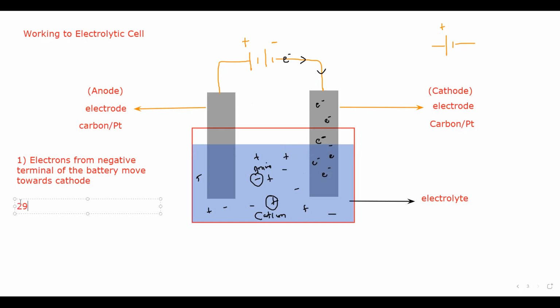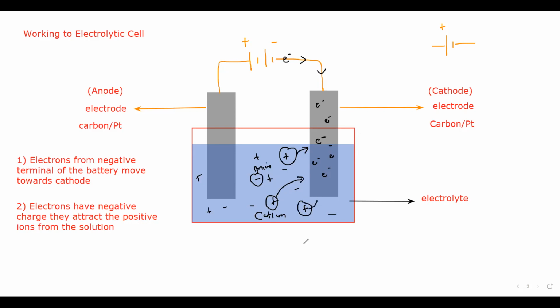So the electrons have negative charge, and they attract the positive ions from the solution. Because the electrons have a negative charge, and as we know, unlike charges attract, these electrons will attract the positive ions. So positive ions are attracted towards the cathode, or towards the electrons. Now this is what happens, the second thing.